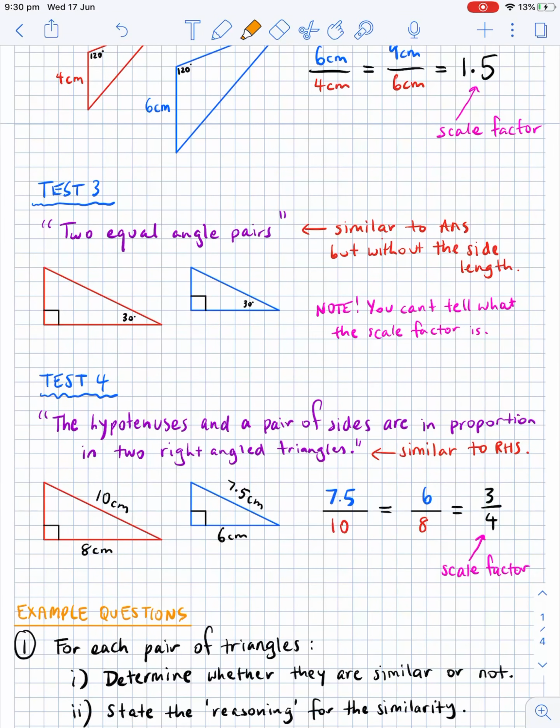Next up is test 4. This is a bit of a mouthful. The hypotenuses and a pair of sides are in proportion in two right angle triangles. When we're dealing with this one, you need right angle triangles, and you have your hypotenuses in proportion with another pair of sides. You can see here that both of these scale factors are 3/4, so the sides are in proportion, and they're both containing a right angle. That's enough for test 4.